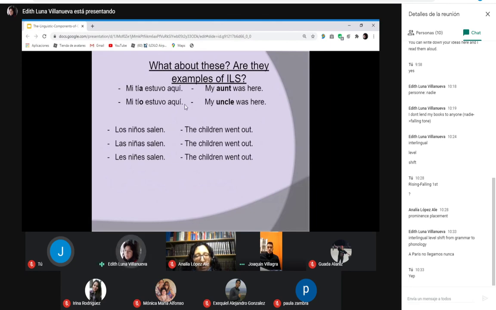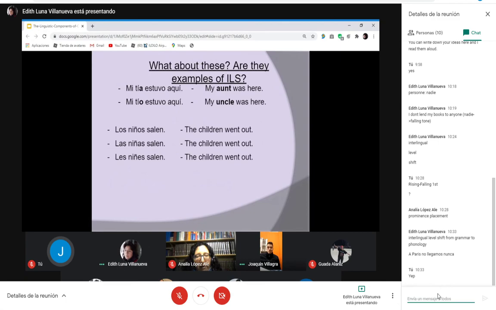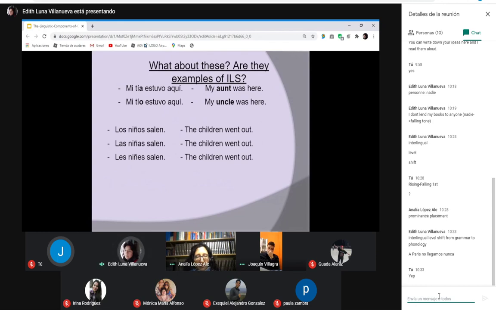Okay, I have homework. Okay, homework for you. You have these examples. Mi tía estuvo aquí. Mi tío estuvo aquí. And you have the contrast in English. Then you have los niños salen, las niñas salen, les niñas salen. And you have how to say that in English. What you need to do is to compare these pairs of pairs. You have a pair of pairs and say whether they are examples of interlingual level shift or not.